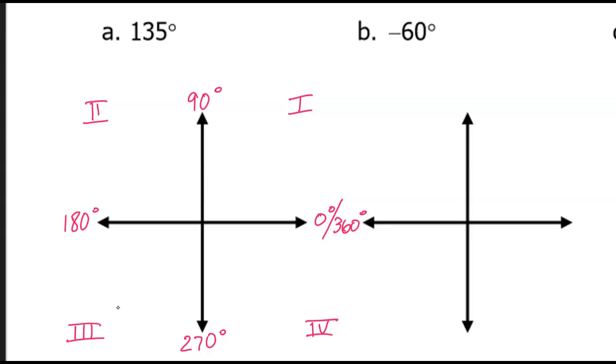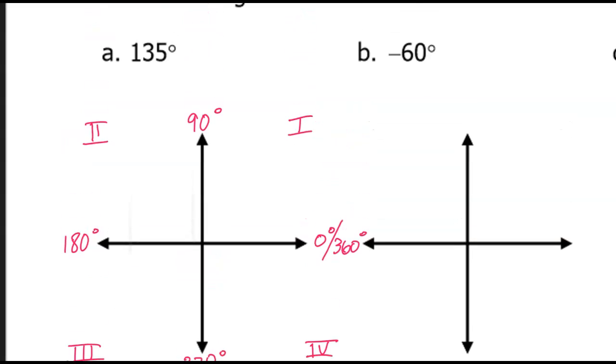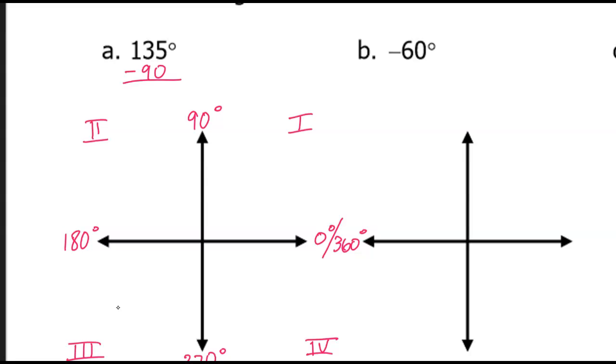Halfway between 135 and 180. Yes. We know that 135 is past the 90 degree angle. So in your head, if you take 90 degrees away from 135, you get 45. 45 is always going to be halfway between each one of your quadrants. So my terminal side here is halfway between 180 and 90. So my angle is 135.